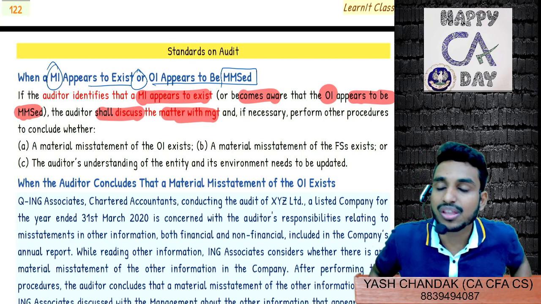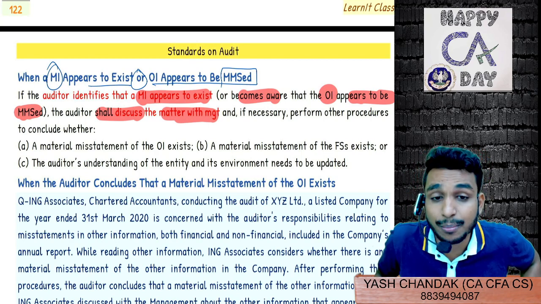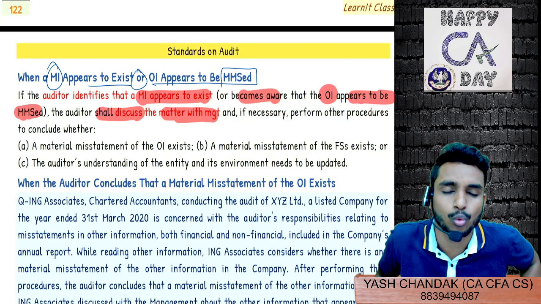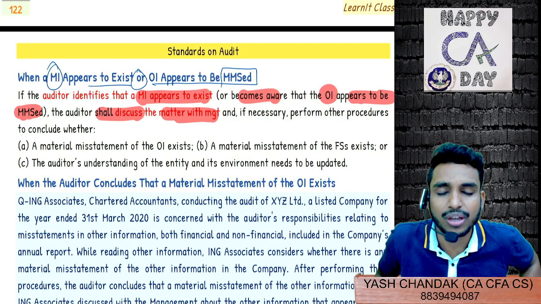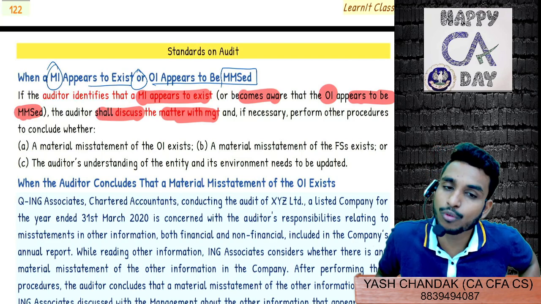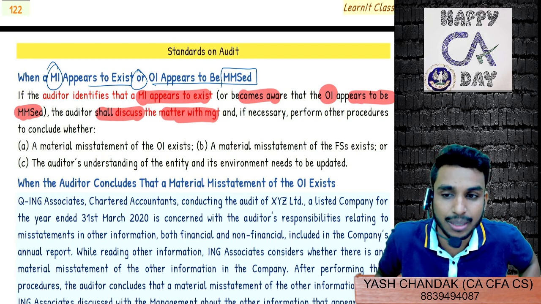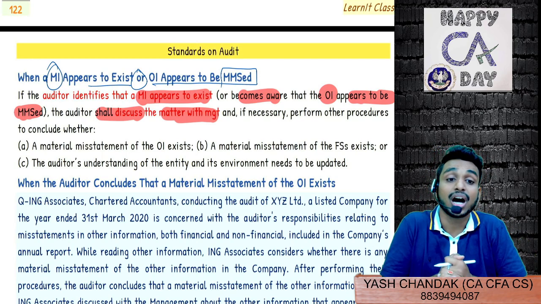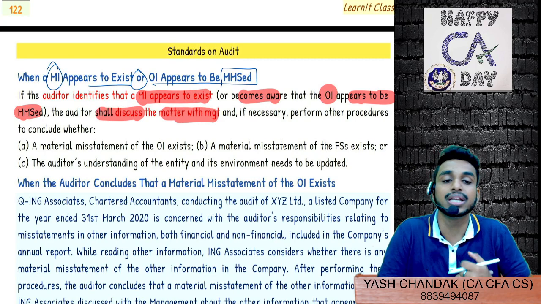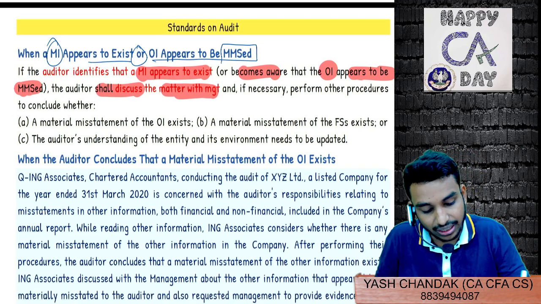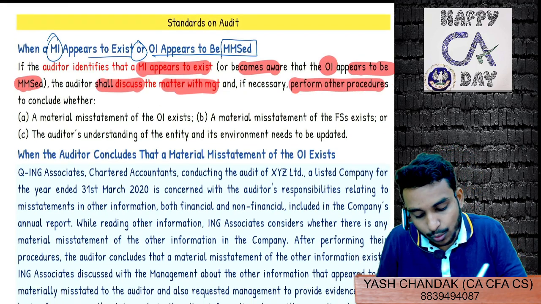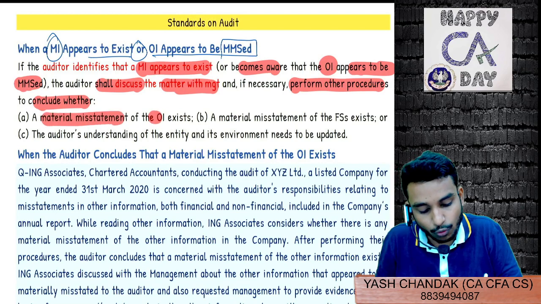I told you, right? Just now, when we find that okay, there is a material inconsistency between OI and FS or OI and AKOA, we'll see that okay, fine, there is material misstatement in OI, so we'll tell the management to rectify. We'll tell the management that please rectify the other information. There is material misstatement in other information. And perform other procedures to conclude whether material misstatement of OI exists.